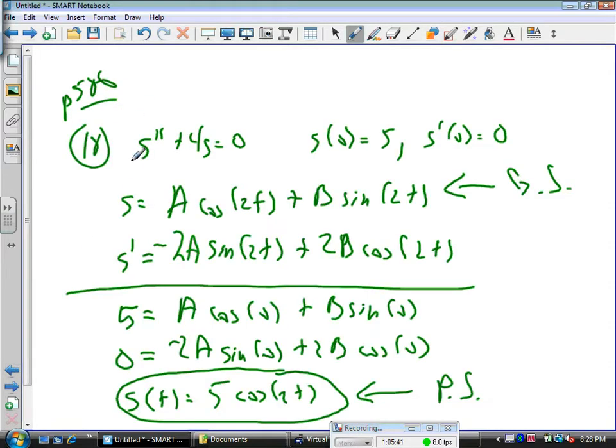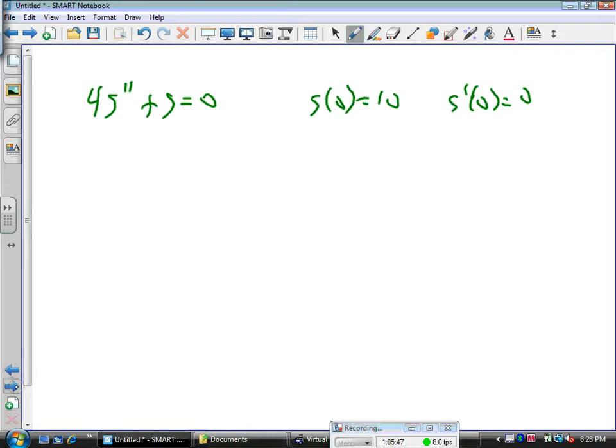It's easy when it's 1s double prime. The omega squared is in front of s. But this isn't 1s double prime. How do I get 1s double prime? Divide everybody by 4.